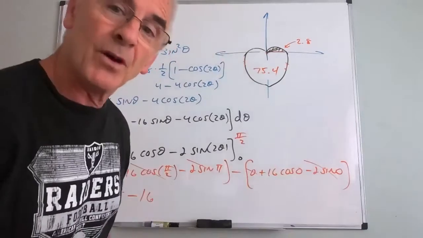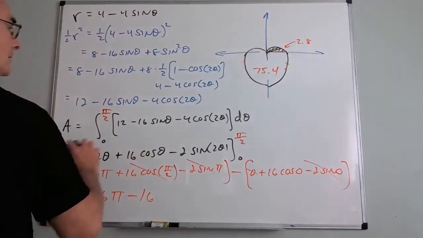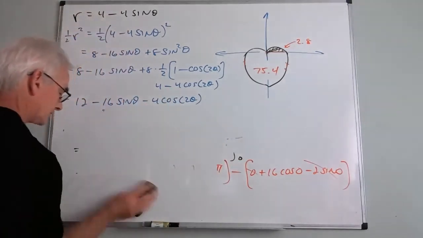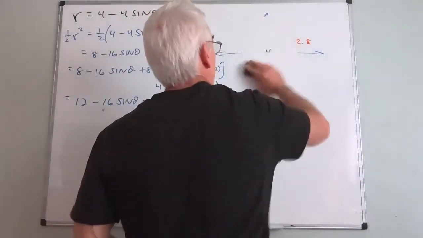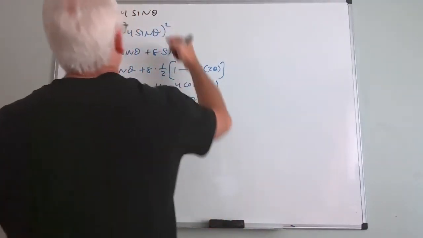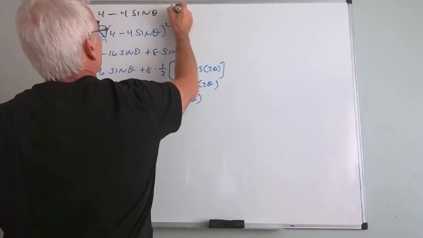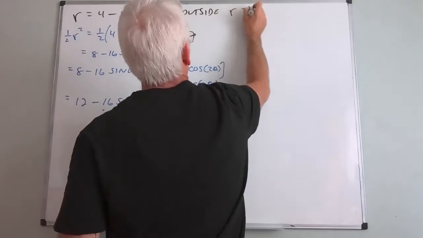Now, I want to take the same problem, but now I want to do something a little more complicated. We already have all this. So I'm going to leave that there for a moment. So let's do a what if. Draw a new picture. I want to find the area that is inside of this and outside r equal 4.